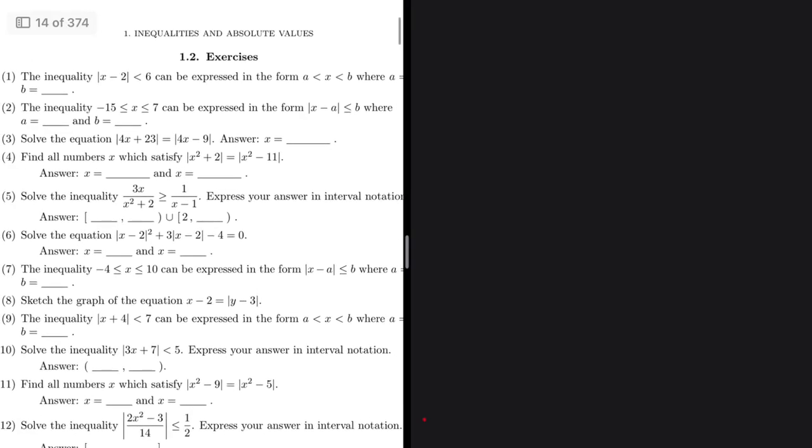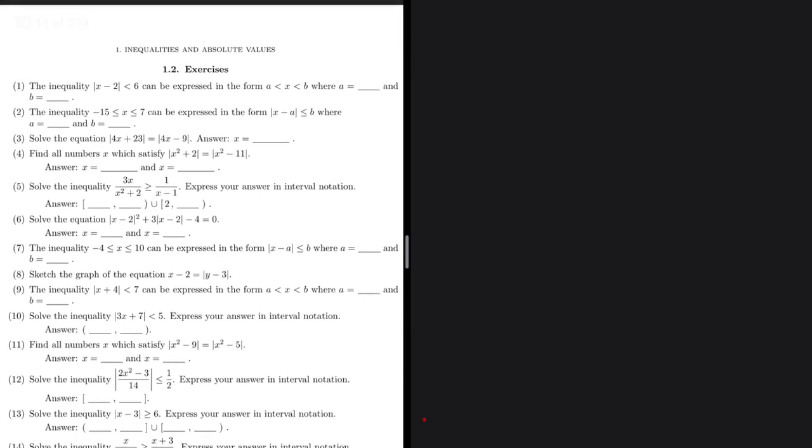Let's take a look at the first question. The inequality |x - 2| < 6 can be expressed in the form a < x < b, where a is equal to and b is equal to. Right, so let me just write that down. So what are we saying? We're saying that the absolute value of x minus 2 is less than 6.